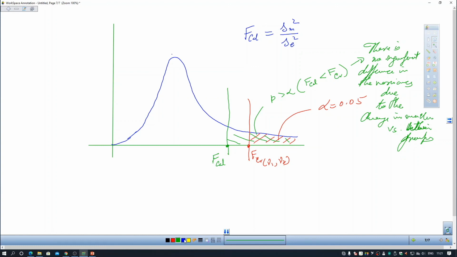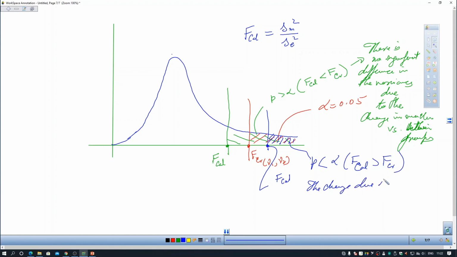However, if it goes beyond here and F calculated is this one, then the P value is over here. This P value is less than alpha and F calculated is more than F critical. In this case, the change due to machine is significant. So that is what the basic concept of ANOVA analysis is.